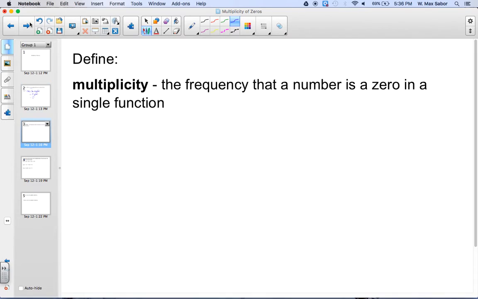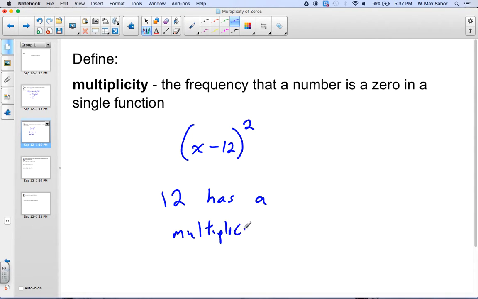So what if something appears more than once? What if the factor appears more than once? So if we have x minus 12 squared, then we would say 12 has a multiplicity of 2, because really what's happening is this root of 12 appears once in the first set of parentheses, and then this is x minus 12 times x minus 12. The second one also counts. So multiplicity is the frequency, how many times a number is a zero in a single function.